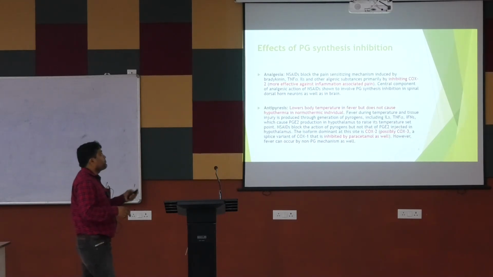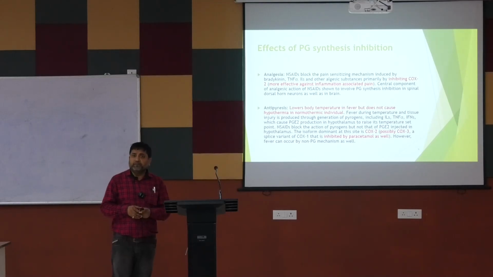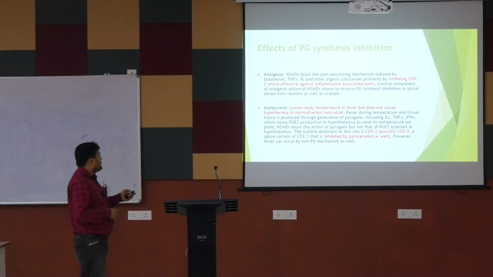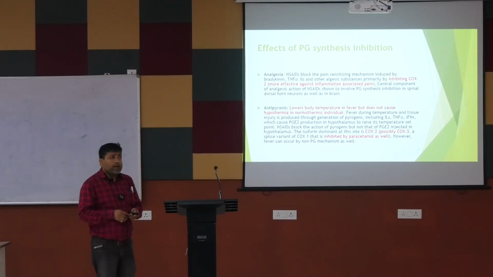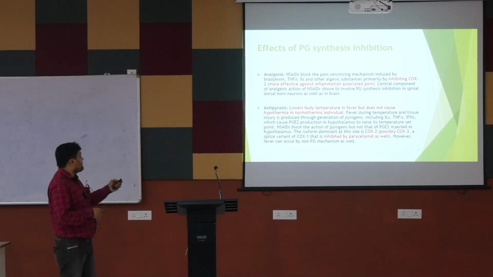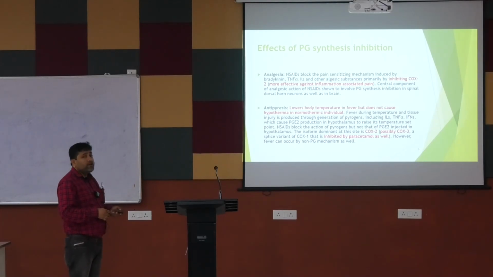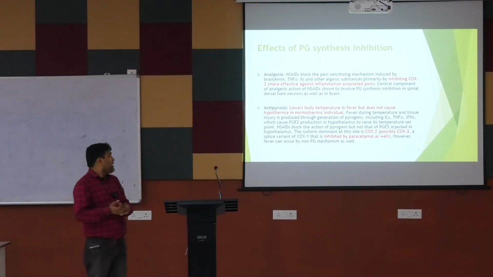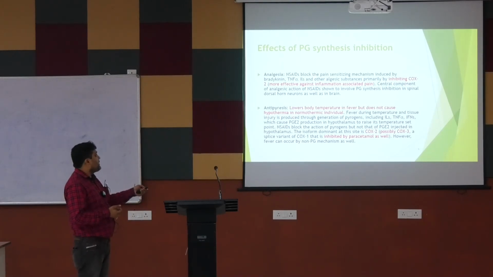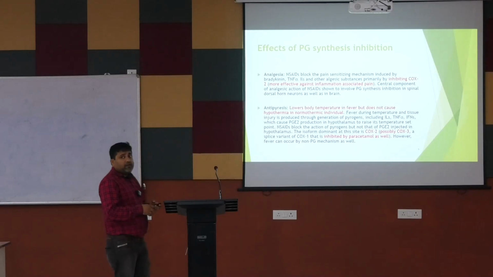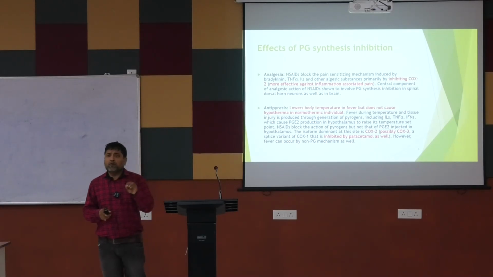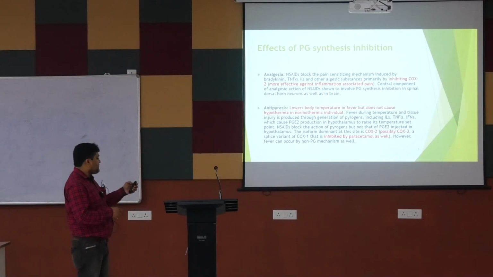Now, effect of this prostaglandin synthesis inhibition. Okay, first is analgesia. So, how is the non-steroidal anti-inflammatory drug causing analgesia? By inhibiting the peripheral pain receptors. NSAIDs block the pain sensitizing mechanism induced by bradykinin, interleukins, and TNF alpha, primarily by inhibiting COX2 enzyme, more effective against inflammation associated pain. A central pain suppressing component is also seen, where they increase the threshold of the pain.